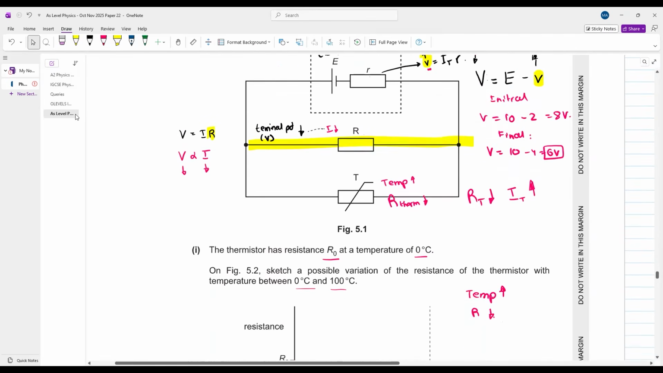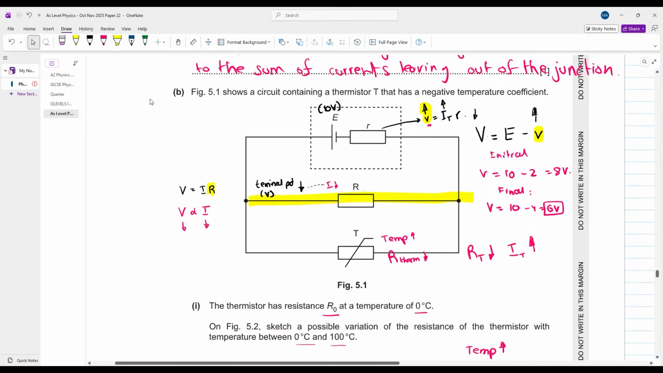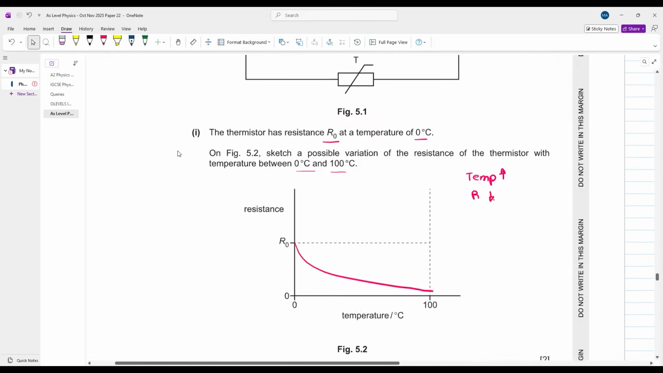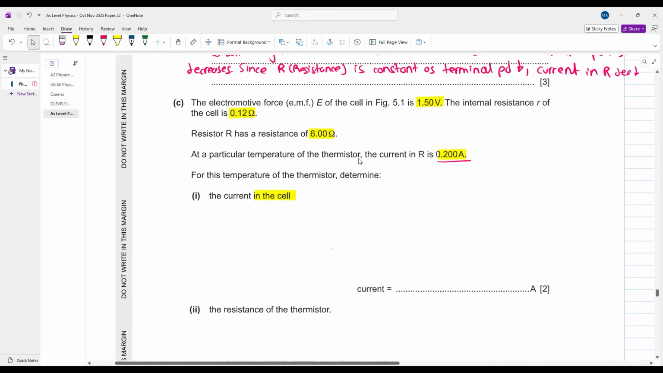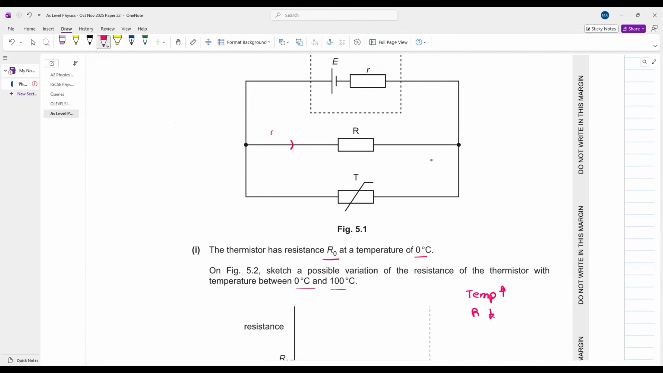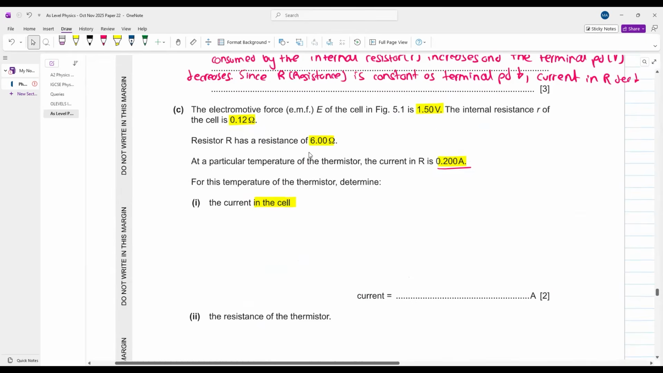Okay, here we have done a lot of working. I would suggest you take a screenshot because I'm about to erase all of this, as I need it for the next question. Okay. The current in R is what? What is the current in R? Let's see. The current in R is 0.2 ampere. Let's mark things as we go. Current in R is 0.2 ampere.